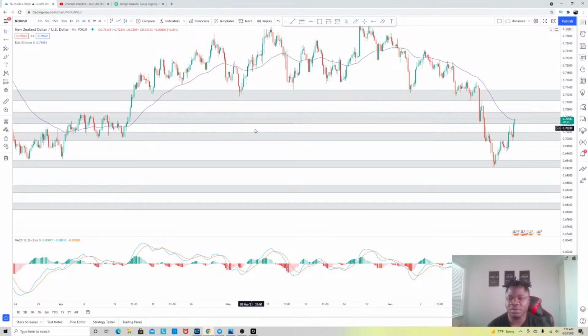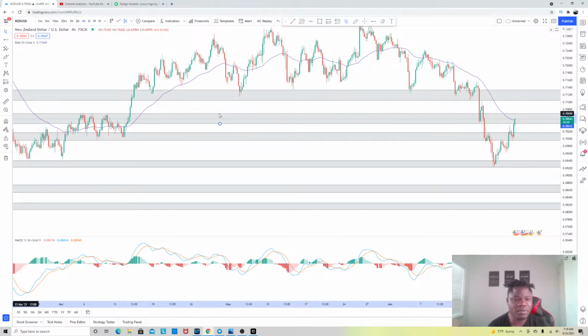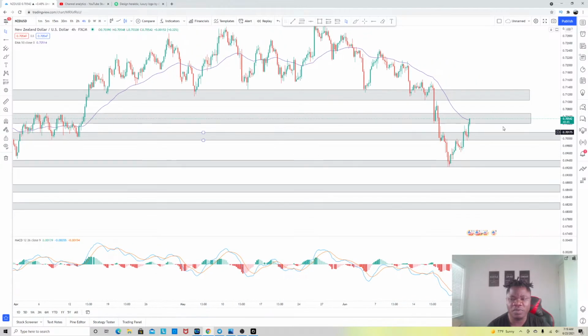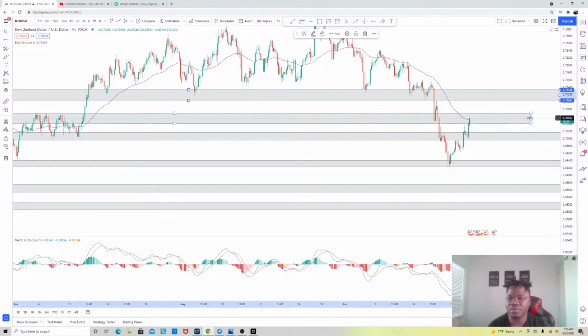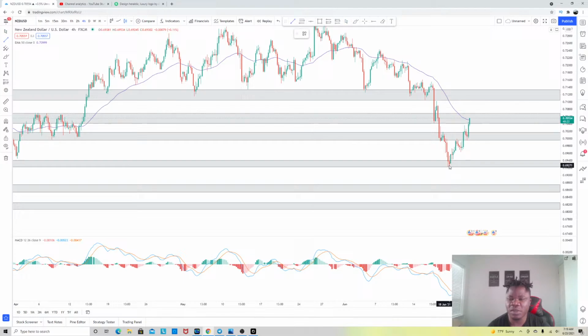Right. So looking at this is NZD USD. We have a break above this resistance, previous resistance zone. We'll be looking at getting in for a buy, and we're going to see price continue going bullish. And we got ourselves a nice little uptrend to the upside right there.